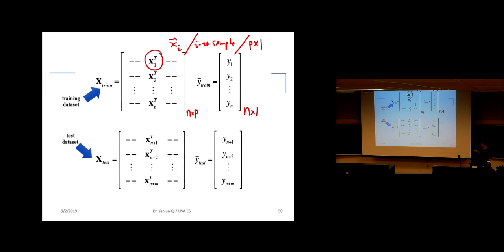And this is the test data. We have m times p, since there are a total of m samples. Each one of those is a p-dimensional vector, and the y is m times 1, because there are m samples in the test data. So when you do homework 1, what you truly operate on is these two matrices.